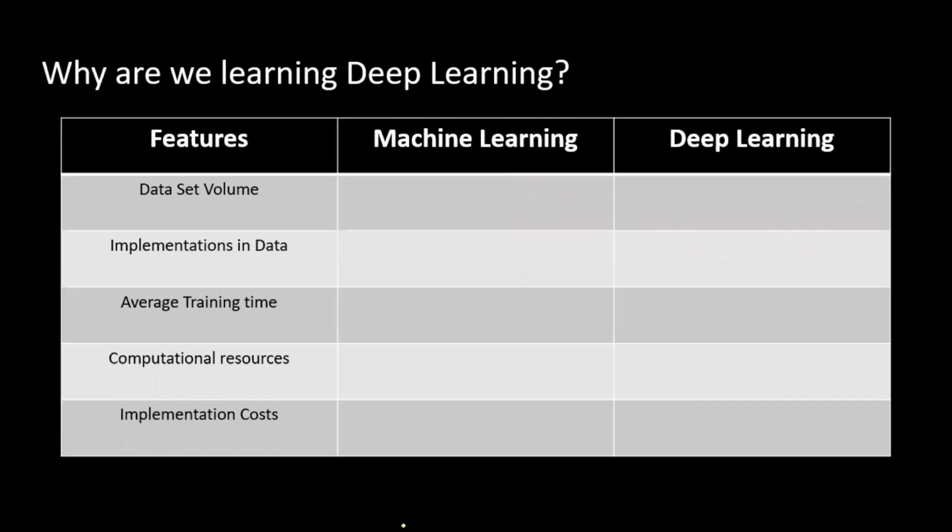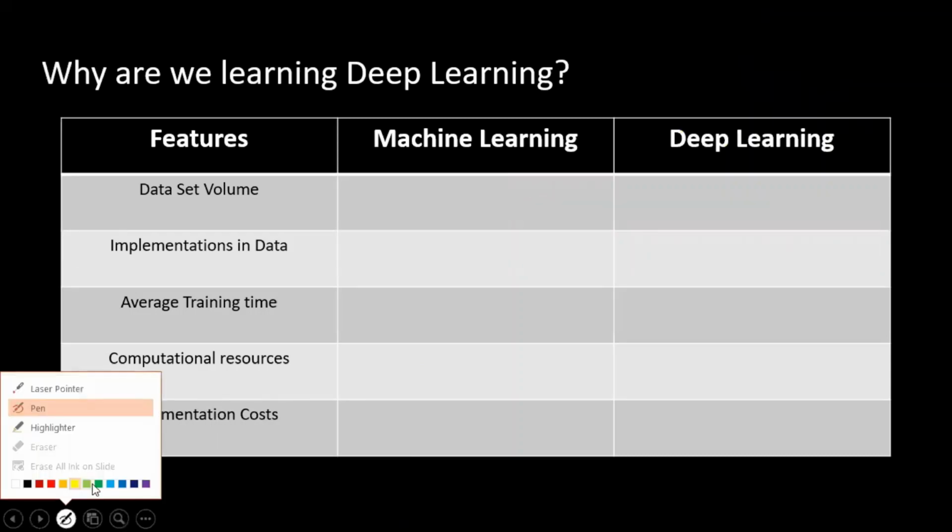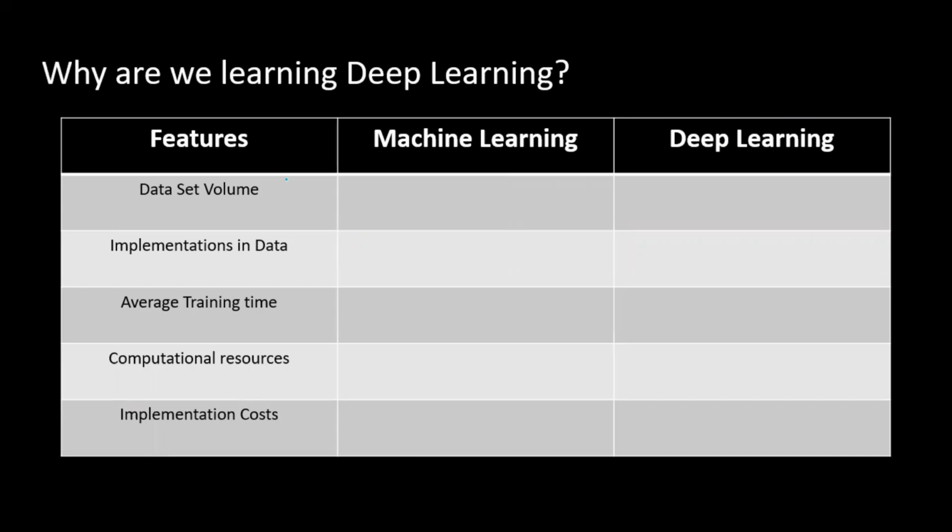So in the difference, if someone asks what is the difference between machine learning and deep learning, we write: data set volume is quite low in machine learning. It will work well, but the scope is not high. Data set volume in deep learning is much higher; much more data is needed. For implementation, in machine learning we use machine learning algorithms. Here we use neural networks.